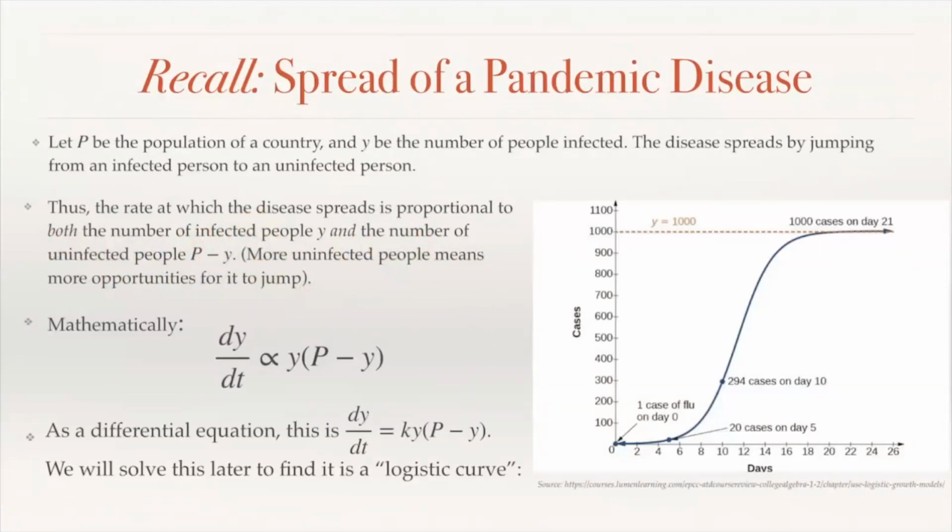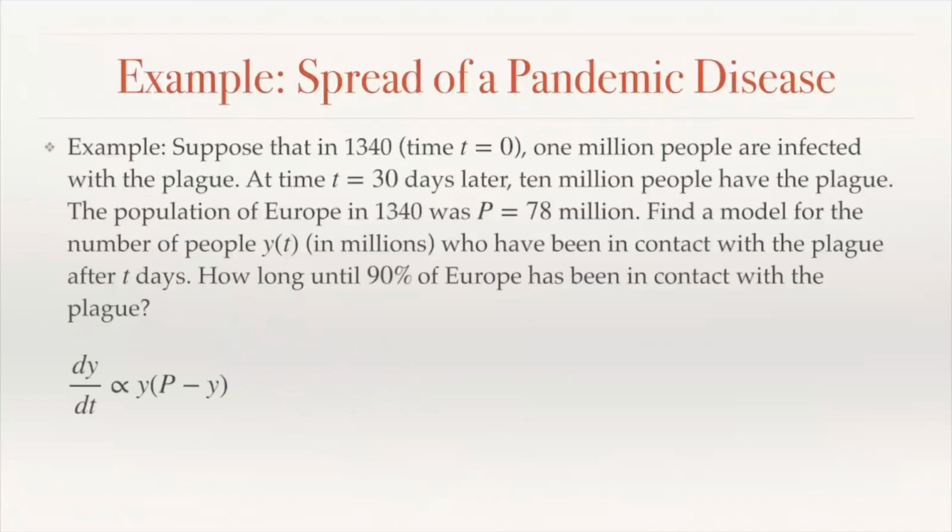Mathematically, this means that the rate of change in the number of people who have the disease is proportional to both the number of people who have the disease and the people who don't, p minus y. And as a differential equation, that just means it's equal to k times y, p minus y. We said we'll solve this later and find it is what we will call a logistic curve. Well, later is now. Let's do this with an example.